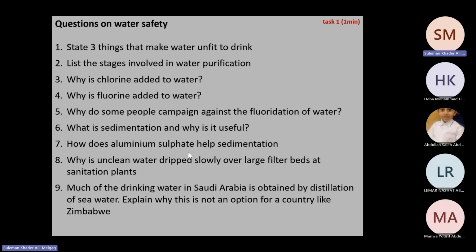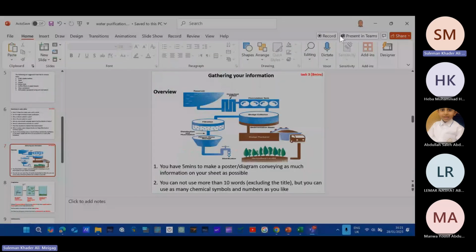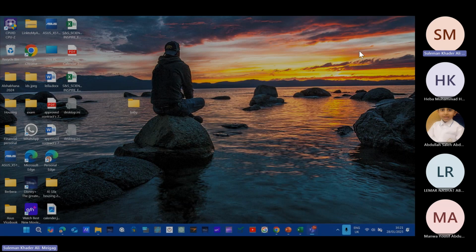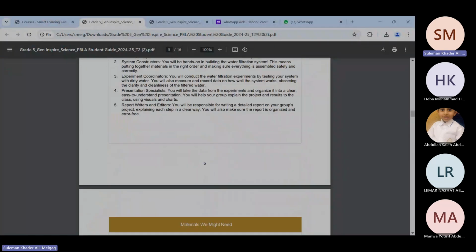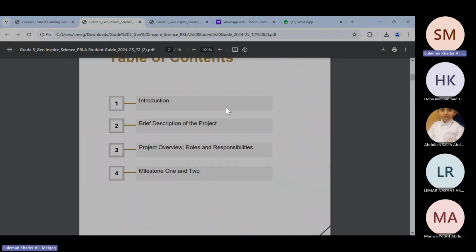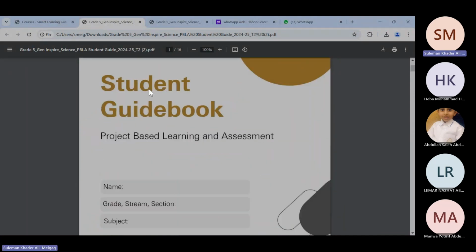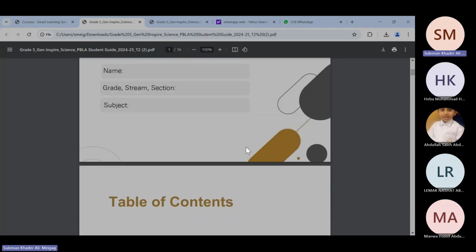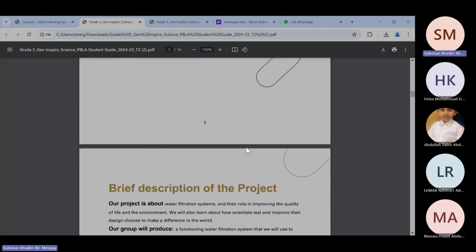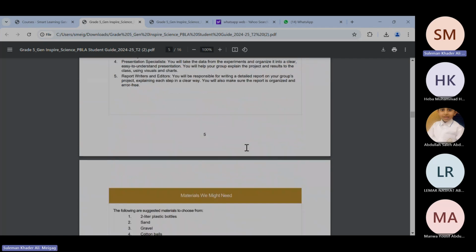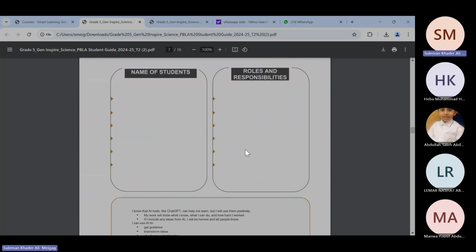You can use that. Okay, so let's have a look at what the Ministry says. Here is the book from the Ministry. Okay, this is the book for the project. Student book, student guidebook, project-based learning and assessment. Okay, so in this book you write in with your group. You make a group. Your group will be 5 students working together.